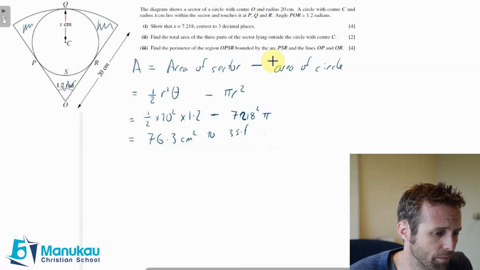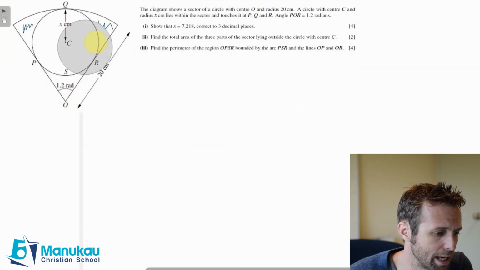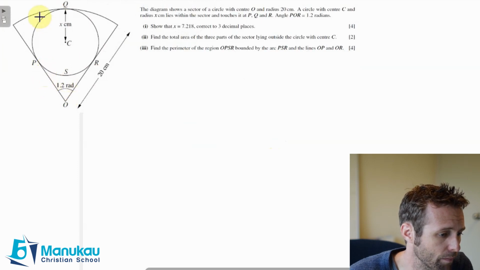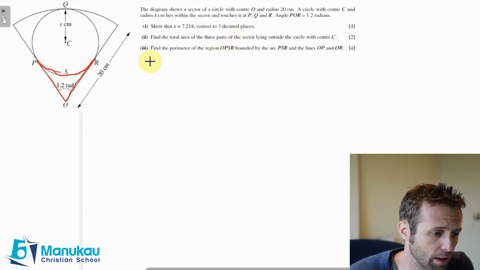The final question is to find the perimeter of the region OPSR bounded by the arc PSR and the lines OP and OR. So we are trying to find this perimeter here. So from here all the way down there to O, and then from O to R, and then around this arc of the circle here. So that is what we're trying to find. So what we might want to do first is find what OR is, or OP is.